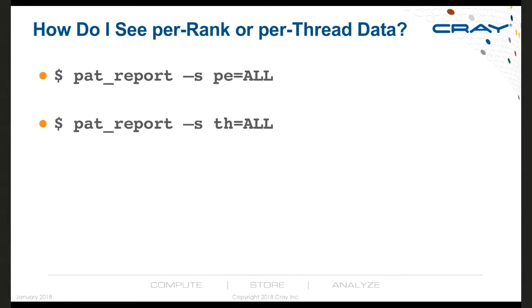Hopefully you're not running with 100,000 MPI ranks because you're going to get a lot of data, but that is useful to do. You can also say I want to see rank 0 and rank 50. So you can specify which MPI ranks you want to hone in on if you'd like. So this pat_report -s stands for show, saying I want to see all PEs or I want to see all threads.